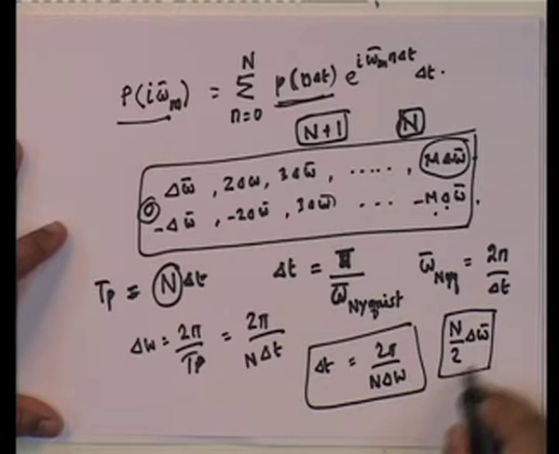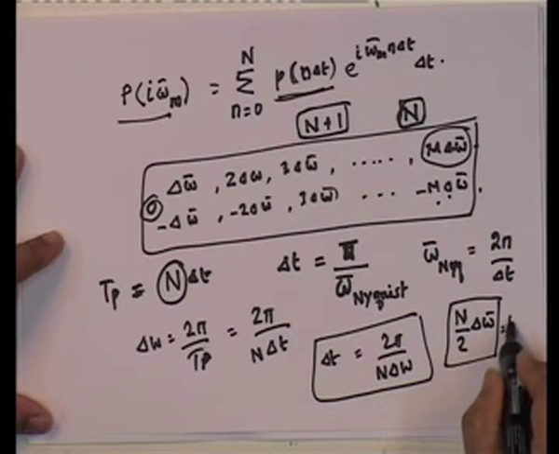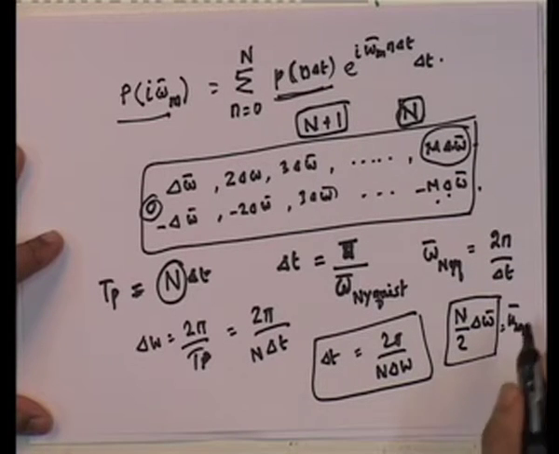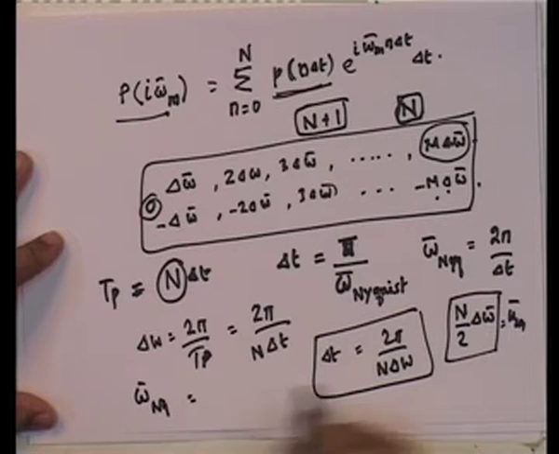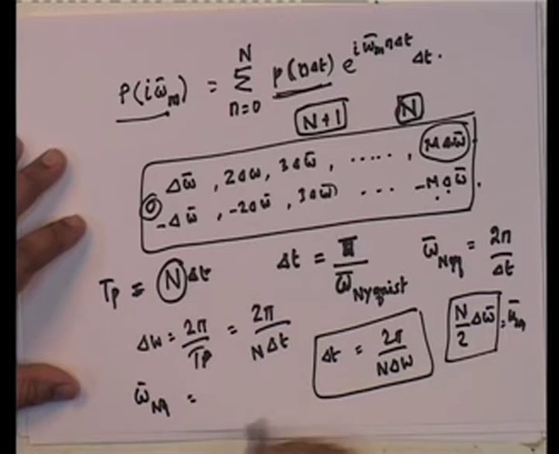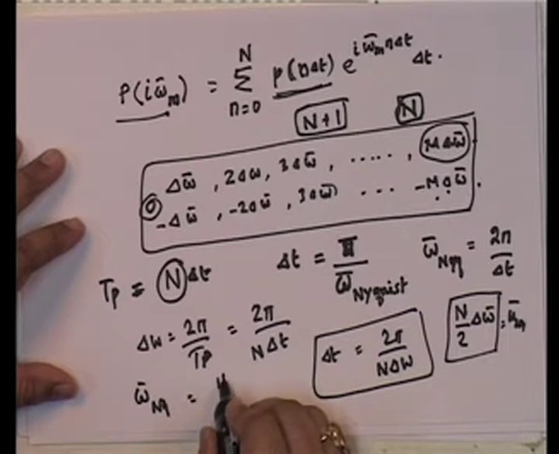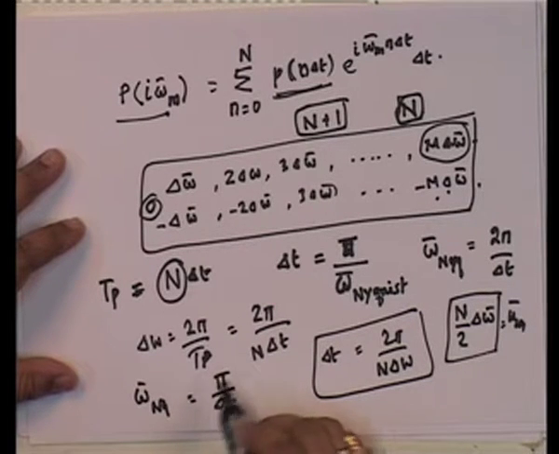So, if you substitute that in here, this is the largest frequency, the Nyquist omega bar. Substituting this in, n delta omega bar becomes 2 pi n delta t upon 2. So, this becomes pi upon delta t.